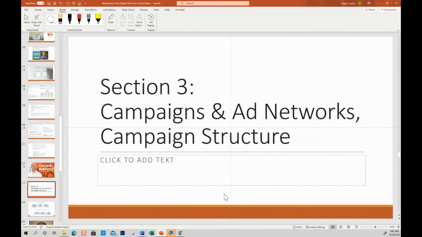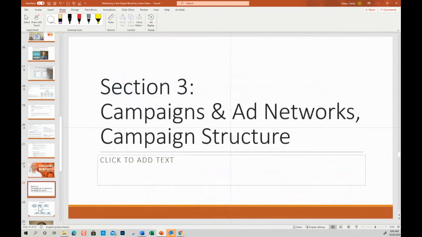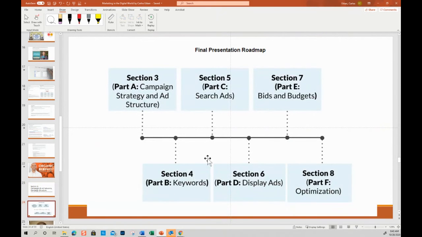Okay. So now we're going to go to section number 3, which is the first section where you actually have to... So in terms of the roadmap of your assignments, keep in mind that your assignments is basically doing all the different parts that are required to do an ad. So here, part A is the campaign strategy and structure. Section 4, which is part B, is keywords.